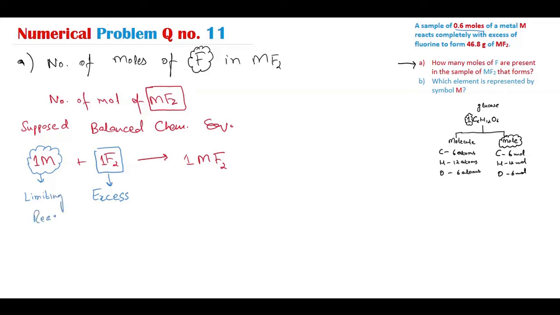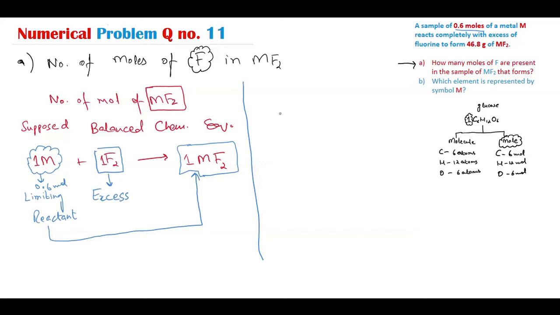Why is it called a limiting reactant? Because it is in limited amount, and the thing that is in limited amount determines how many products will be formed. So this 0.6 mole of metal M will determine how many moles of MF2 we can have. And how to determine that? For this purpose we need to make a comparison between the metal M and the compound MF2. So let's make a comparison.